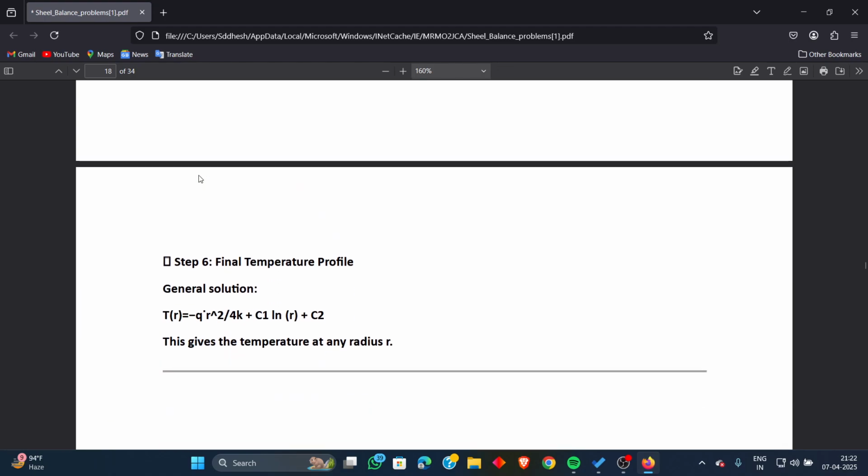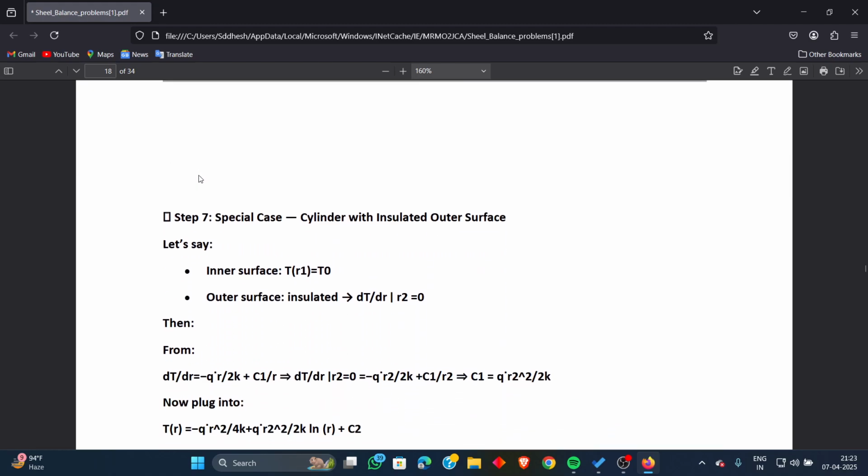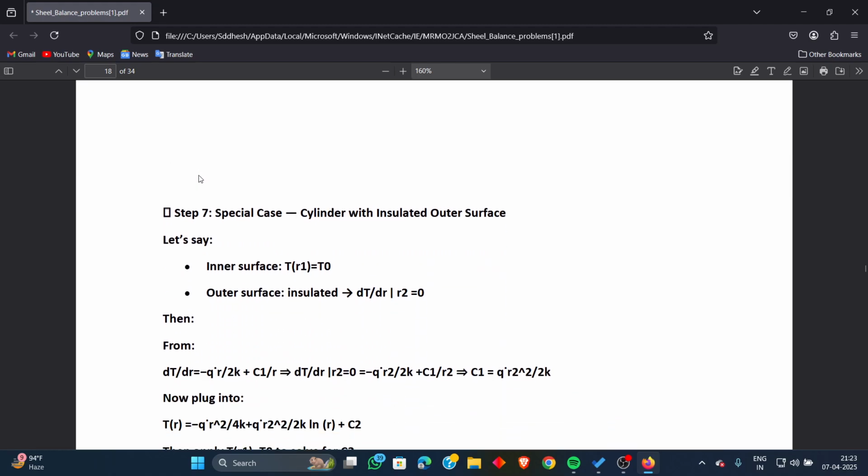Step 6 is the final temperature profile. Our general solution, T(r) is equal to minus Q dot R square upon 4K plus C1 ln R plus C2. This gives the temperature at radius R. So we have seen C1 and C2 as the constants here, and after solving this we get a smooth continuous graph of the temperature.